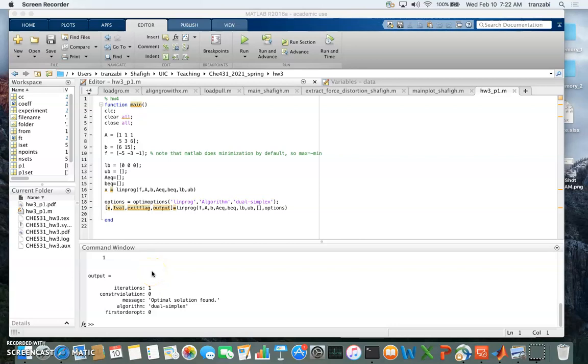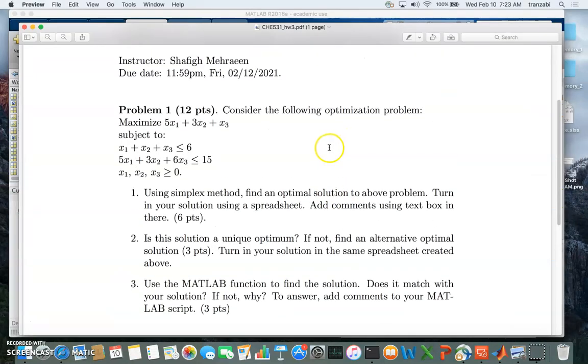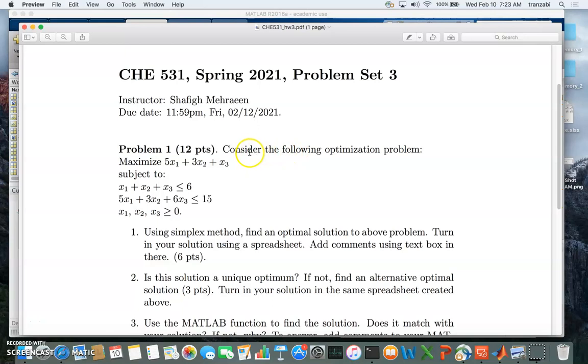Welcome back to che531. In this video, I'll be showing you one example of an optimization problem where we want to maximize an objective function. The objective function is basically something like this: 5x1 plus 3x2 plus x3, subject to 3 constraints. Well, 2 constraints plus the non-negativity.